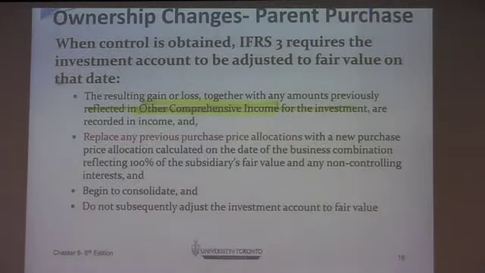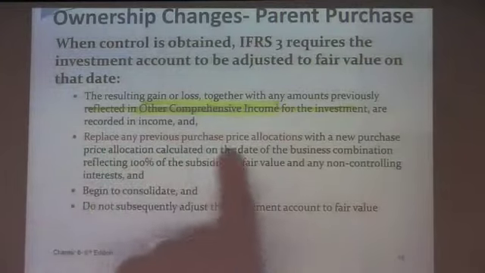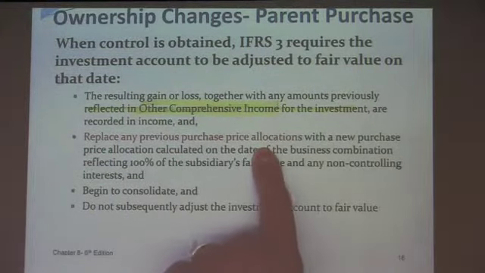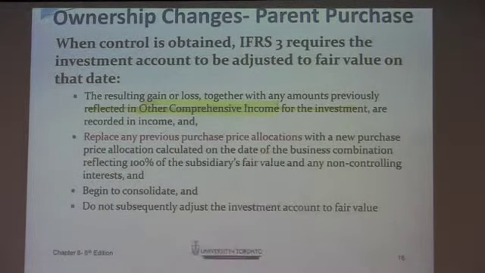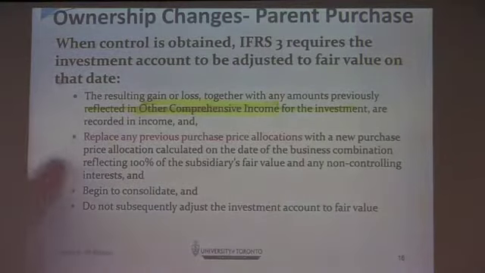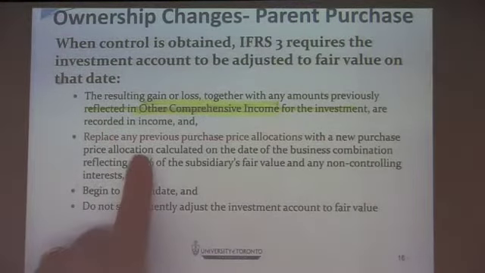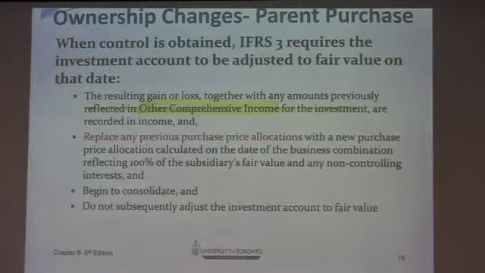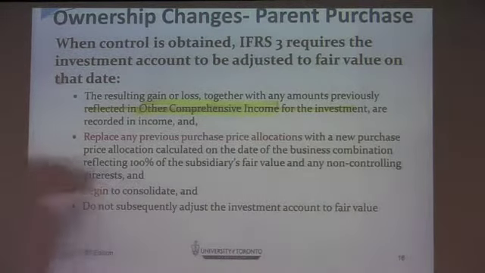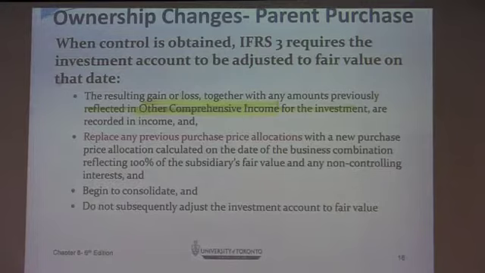And what you do is replace any previous purchase allocation or AD allocation with the new purchase allocation. So in other words, you're going to take a look at all the acquisition differential amortization. We're going to get rid of all those previous ones that were done under the significant influence level, and we're going to actually calculate it. This is similar to the other mock exercise that we've done. Then we begin to consolidate and do not adjust the investment for any subsequent fair value changes to the shares.